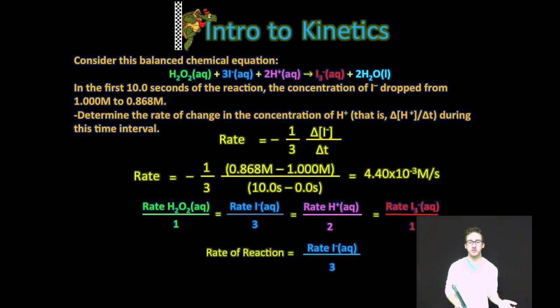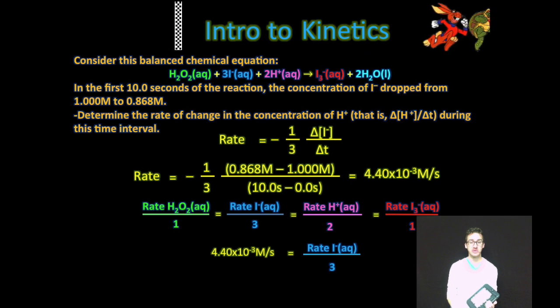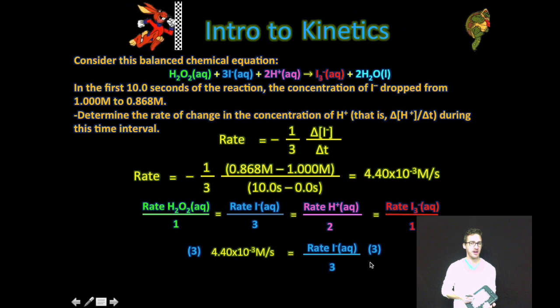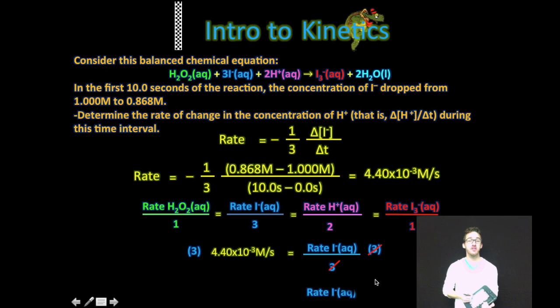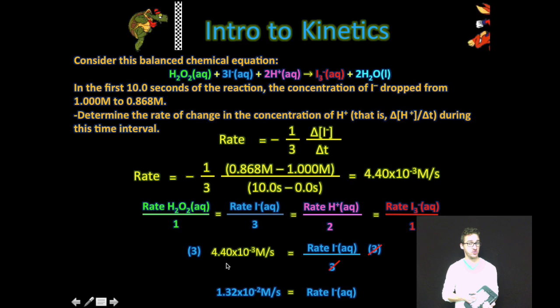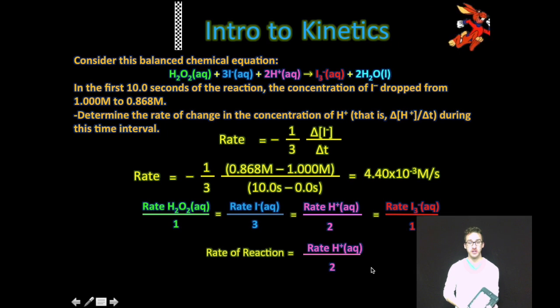All right, now let's take a look at the rate of consumption of the iodide ion. Remember, we determined the rate of the reaction to be 4.40 times 10 to the minus 3 molarity per second. Therefore, the rate of consumption of the iodide ion is going to be 3 times that rate because we have that coefficient of 3. So notice the rate of consumption of my iodide ion is 3 times the rate of the reaction.